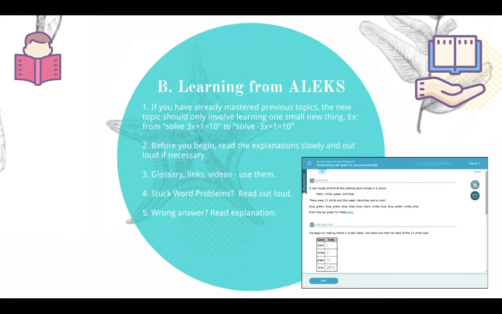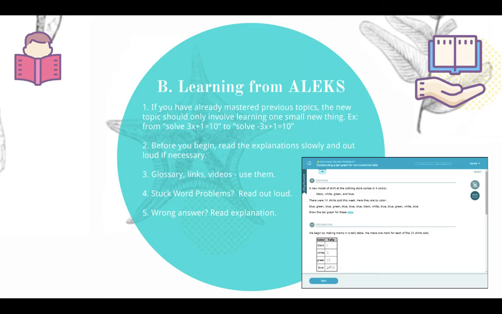When you're learning from ALEKS, every topic is just incrementally a bit more. There's only a tiny bit of learning that you have to do. If you have already mastered the previous topic, the new topic should only involve learning one small thing. Like if you've already learned how to solve 3x plus 1 equals 10, then the next topic might be solve negative 3x plus 1 equals 10. You notice the negative there for negative 3. That's like a whole new topic, how to solve it with negatives.